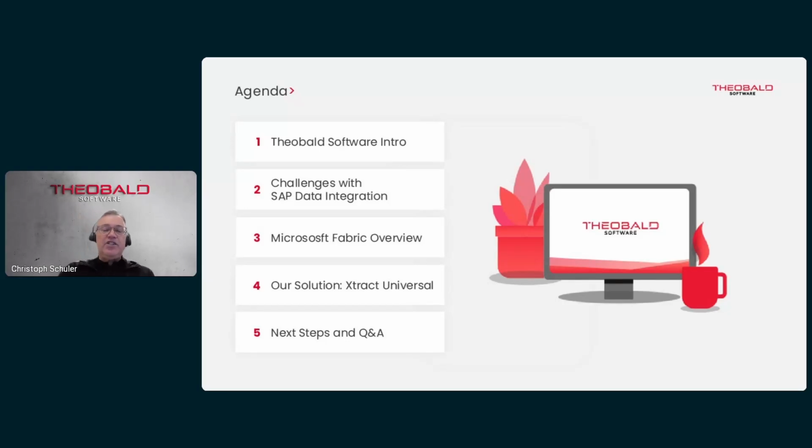So let's take a quick look at our agenda. I'll start with a brief introduction of who we are, Theobald Software as a company, in case you haven't heard of us. Then we'll look at some common challenges our customers face when they look at SAP data integration. We will then talk a little bit about Microsoft Fabric and some of the integration options that customers have to integrate SAP data into Microsoft Fabric, and then how our solution Xtract Universal can help you achieve your goal of replicating SAP data into environments like Microsoft Fabric. We will then finish up with some next steps, as well as Q&A.